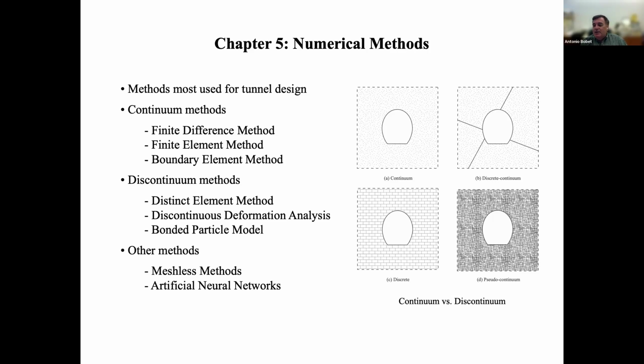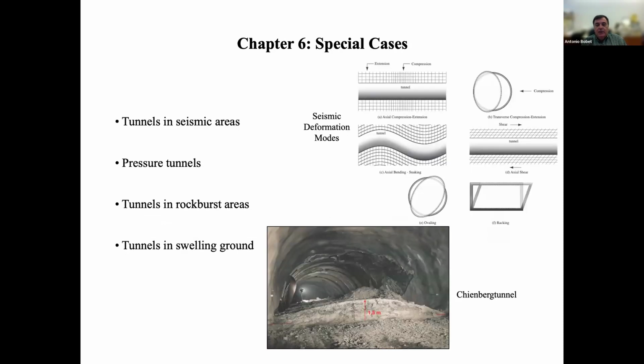And then we provide some examples of application of these methods. And then we finish with what we call other methods, meshless methods. We think that there is a lot of potential. And one particular application of artificial intelligence, which is artificial neural networks. So those are included in chapter 5.